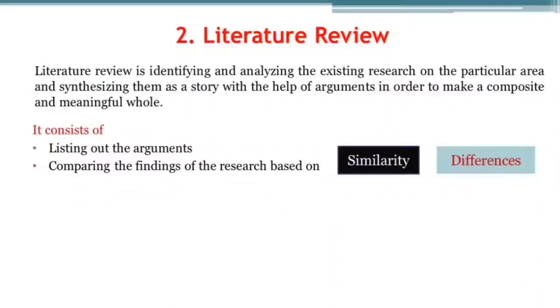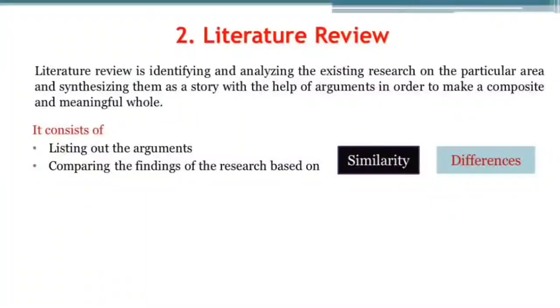So when you do literature review, you may find that some of the research findings are contradictory to each other and some are congruent to each other. So that means the similarities. So this is how you are going to synthesize the literature review based on the similarities and differences. You can do this by various methods such as the chronological method or the thematic method.